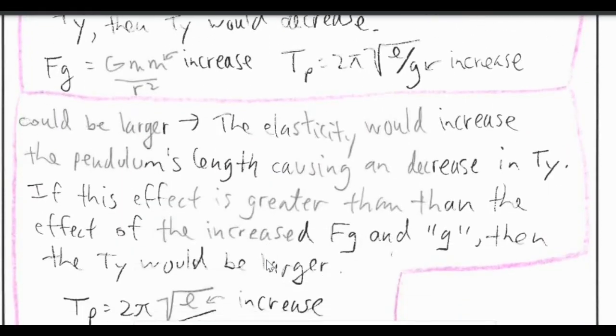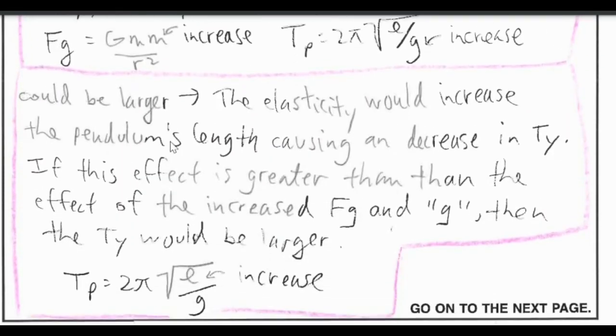period smaller. Now, as far as making it larger, the elasticity would increase the pendulum's length, causing an increase in the period. Actually, that's supposed to say increase. So causing an increase in the period. And this effect is greater than, well, definitely couldn't write on this one, so the effect of the increased Fg and g, then the Ty would be larger.